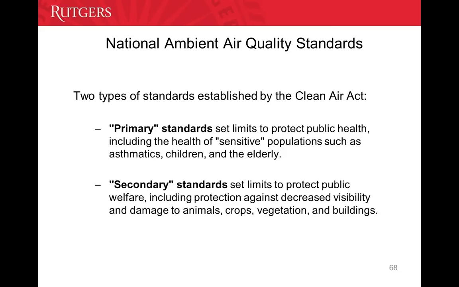There are primary standards and there are secondary standards. The primary standard is set to protect public health, including those sensitive populations that we mentioned before: the elderly, children, asthmatics, people with certain kinds of health conditions. And the secondary standard is set to protect public welfare, including things like decreased visibility in automobile accidents, damage to animals, to crops, like ozone damage to crops, which severely affects the ability of corn or soybeans to photosynthesize, and building damage.